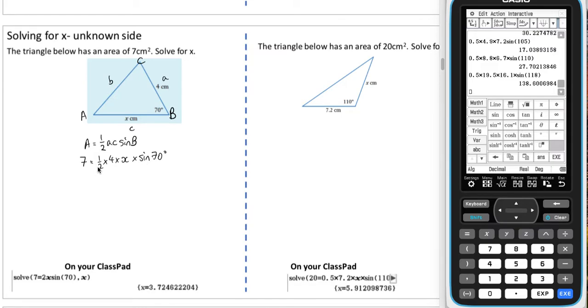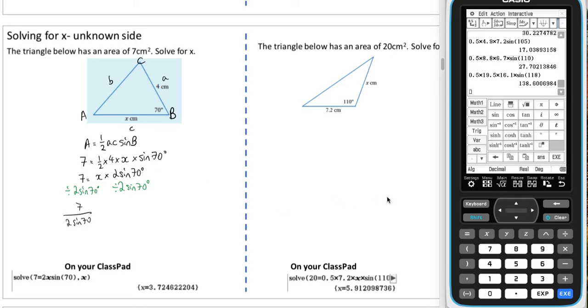What can we simplify? Well, we know this is going to be 7 is equal to, and then half times 4 will be 2, right? So it would be x times 2 sine 70 degrees. Now, the opposite of timesing by that is going to be dividing. What we do to one side, we do to the other. So what do we get in the end? Well, we have 7 on 2 sine 70 degrees is equal to x.